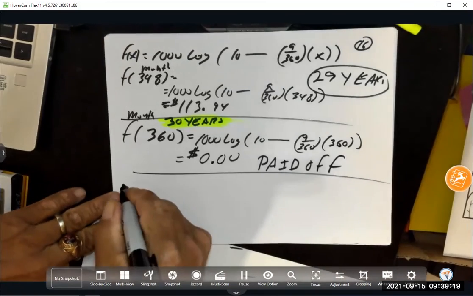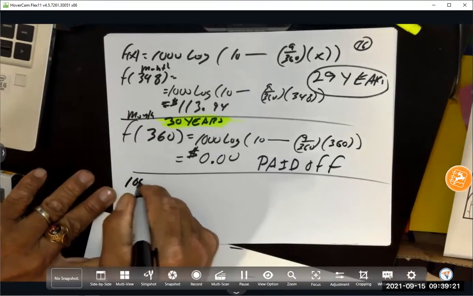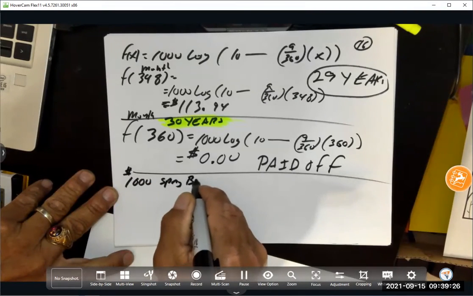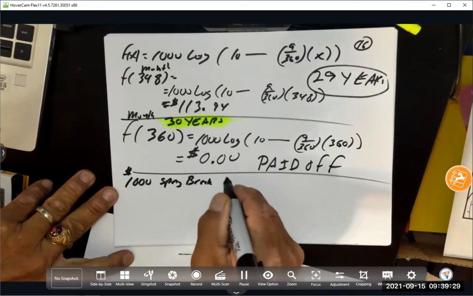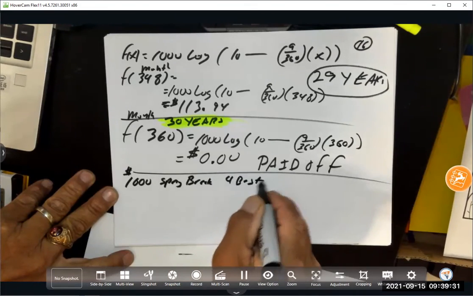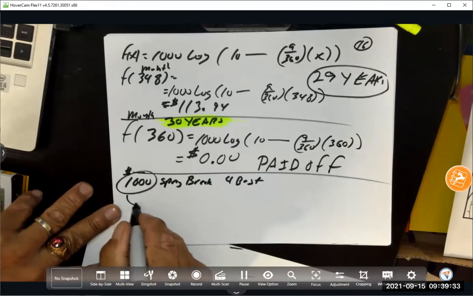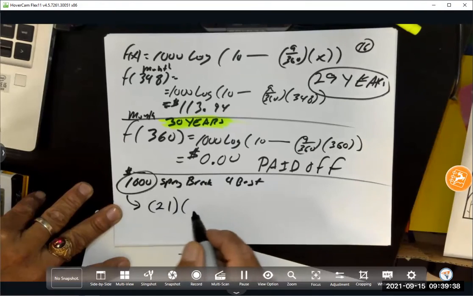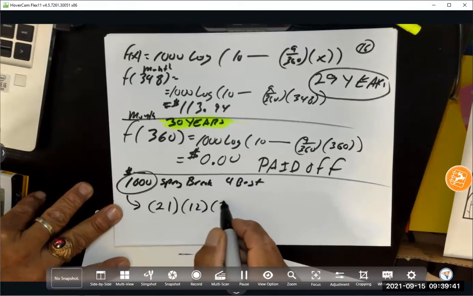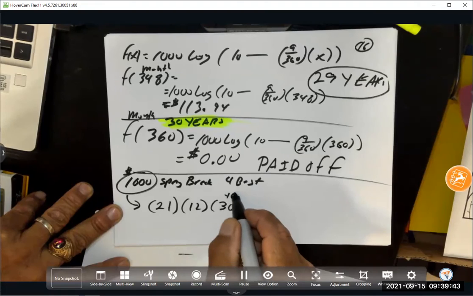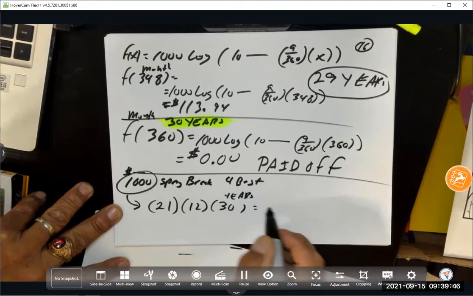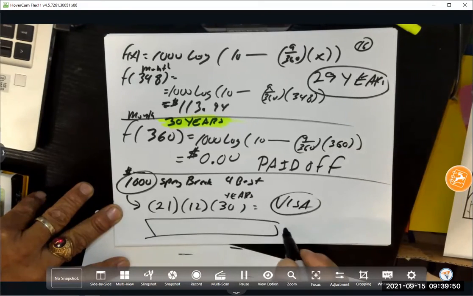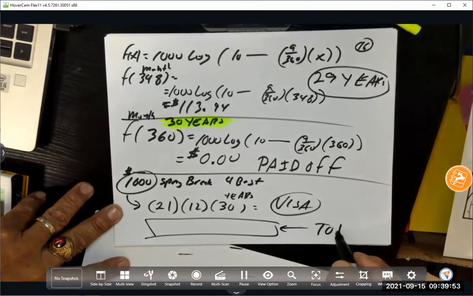Okay, so think about this. I want you to think about this for a second. $1,000 on spring break. That was fun with my 4 best friends. But it really didn't cost $1,000 because I had to do the $21 payment, and I had to do it 12 times a year, and I had to do it for 30 years. For 30 years, I had to send this money to the credit card, Visa people. So really, what's the total for my credit card?